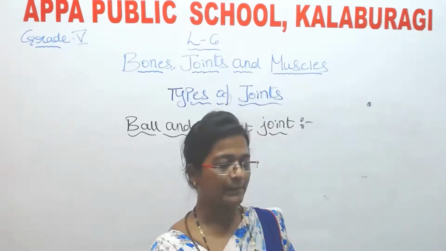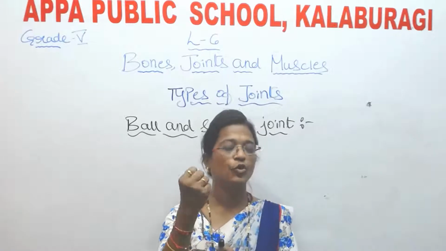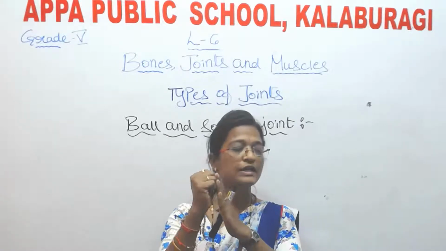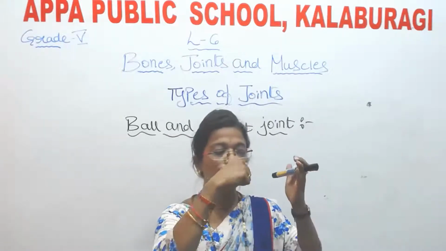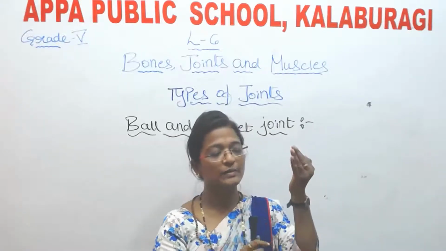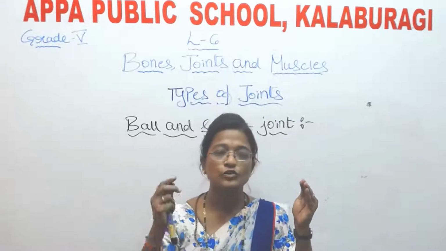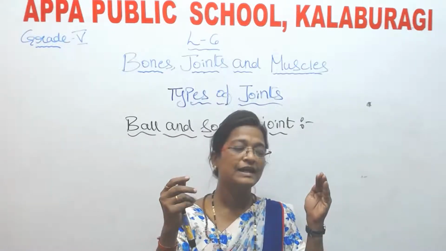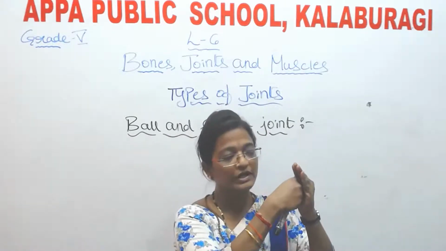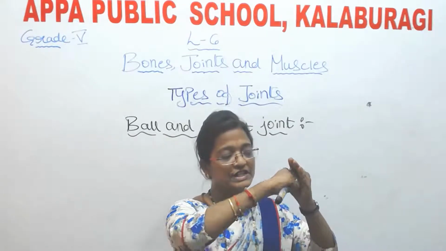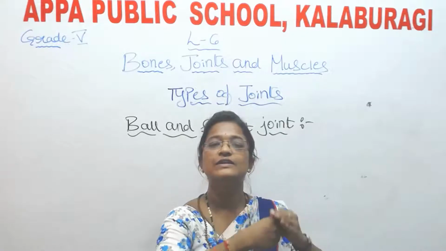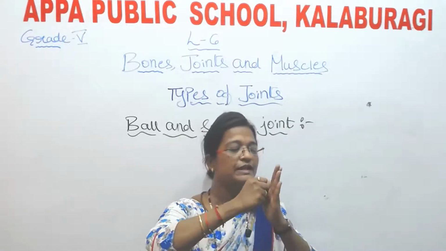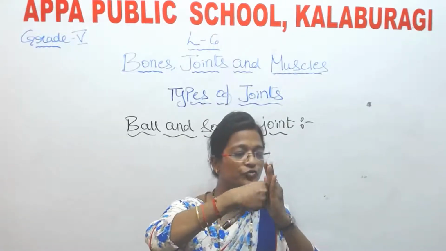Okay, so here what happens? The ball of the hand, think of this as the ball, will be attached to the socket. The socket will be like this, like a cap. So the ball of the hand is attached to the socket of the shoulder, from which it can rotate freely, right? It allows us to move freely.